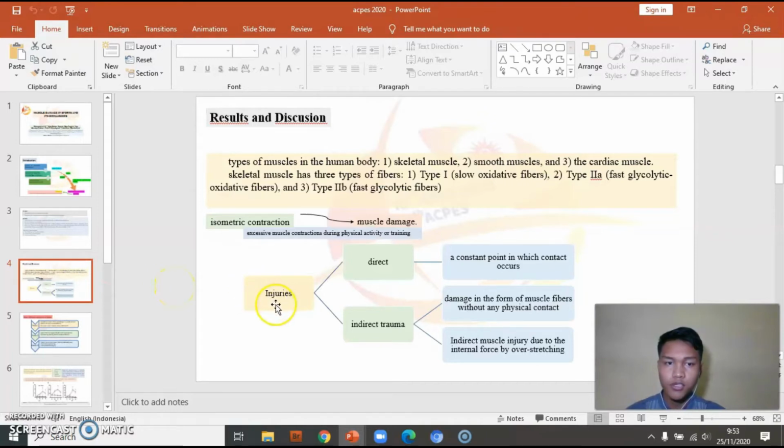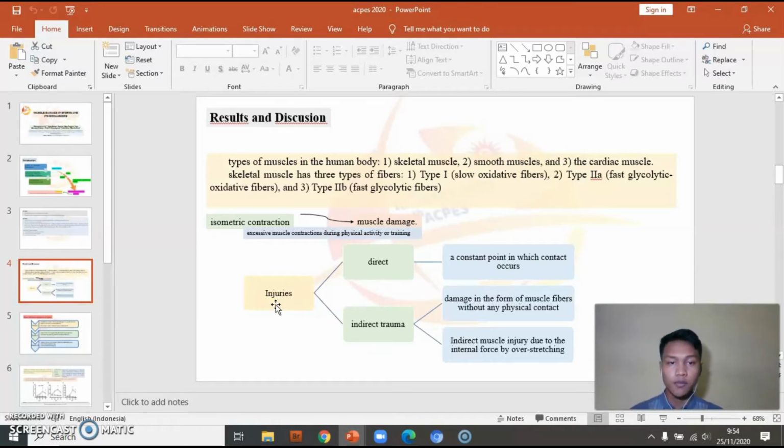Result and discussion. There are 3 types of muscle in the human body. Number 1, skeletal muscle, number 2, smooth muscle, and number 3, cardiac muscle. Skeletal muscle, as the main movement, is composed of muscle fibers, connective tissue, adipose tissue, blood vessels, and nerves that have a variety of forms, locations of anatomy, and physiological functions.